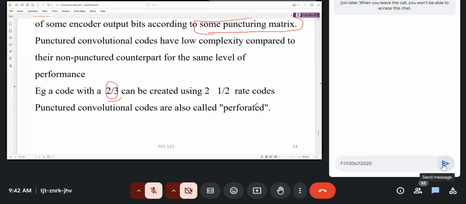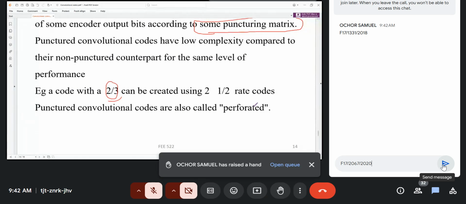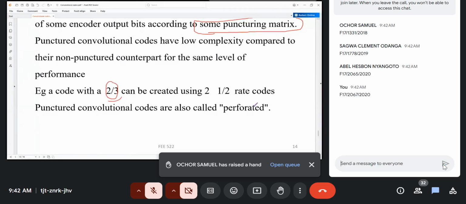I don't know whether you want us to have the single class or the double next week. Which is more convenient for you? Is it the 8 o'clock or the 1 o'clock one? Yes, post your registration. Yes, Samuel. Oh, you are posting something. I actually lost my internet again.